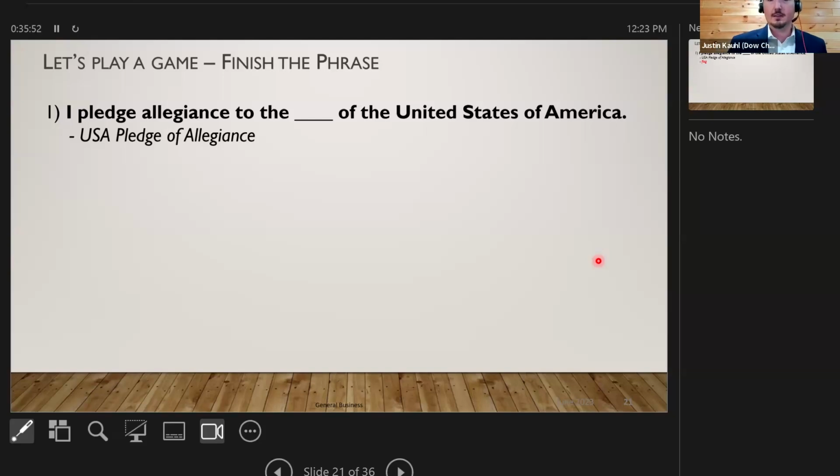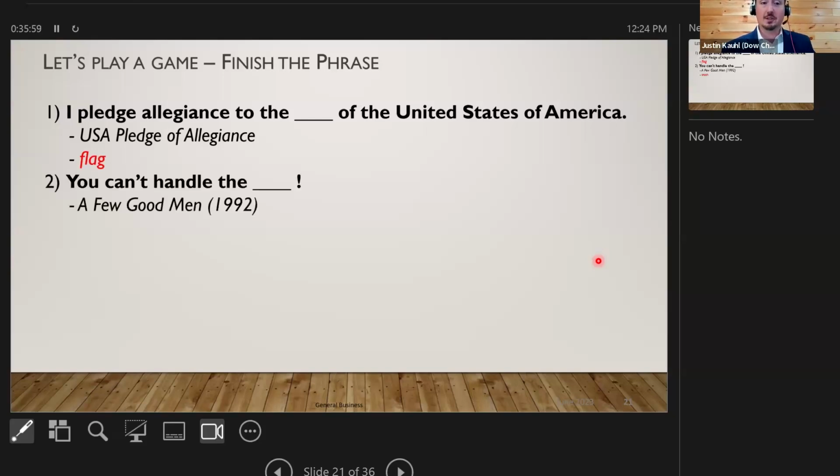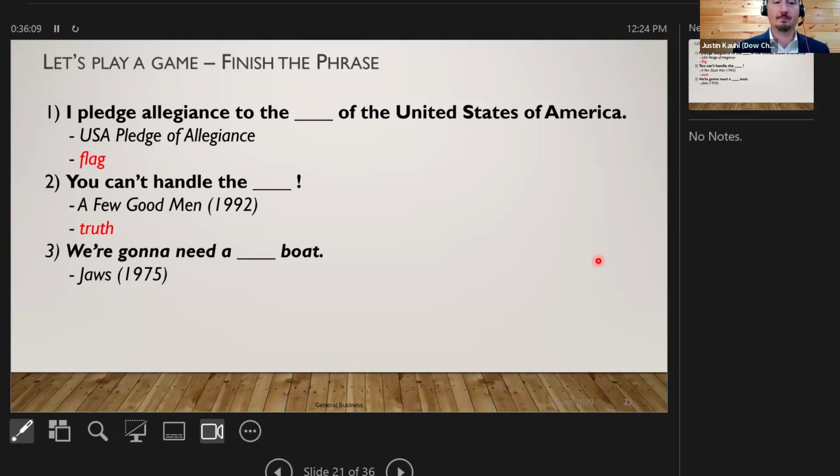In your head, you probably had a word pop up, and that word was probably flag. You can't handle the blank, from A Few Good Men, the movie. This one's a little bit more obscure, maybe, but truth, most of you probably had that word pop up in your head. And here we have one from Jaws. So we're going to need a blank boat. There's a lot of different words that could potentially slot in there, but in this case, it's bigger, right?